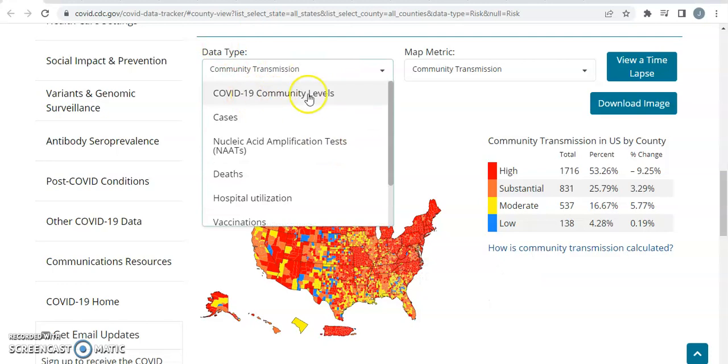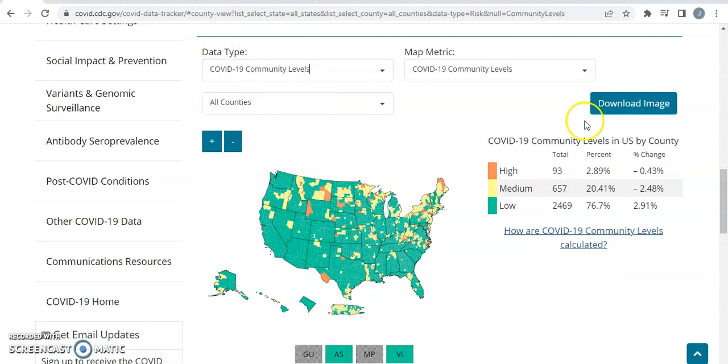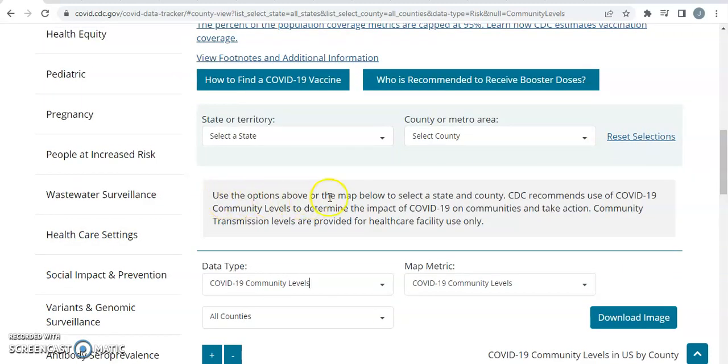Let's switch over to the community levels. Now this one gets a little more interesting. So the community transmission level was the original map that the CDC used, and they wanted it to be for healthcare settings only. If we zoom up here: use the options above or the map below to select a state and community. CDC recommends use of the COVID-19 community levels to determine the impact of COVID-19 on communities. Take action. Community transmission levels are provided for healthcare facility use only.